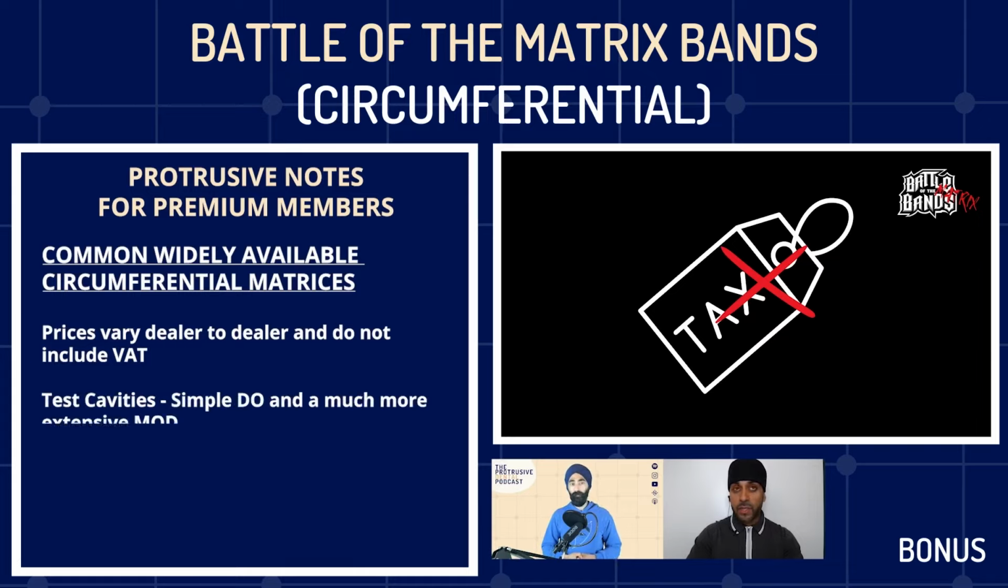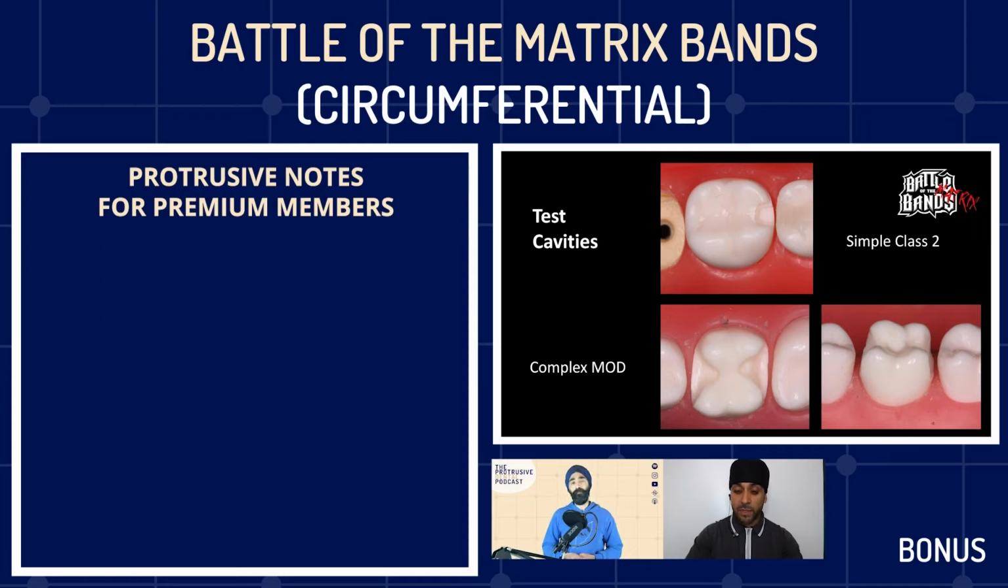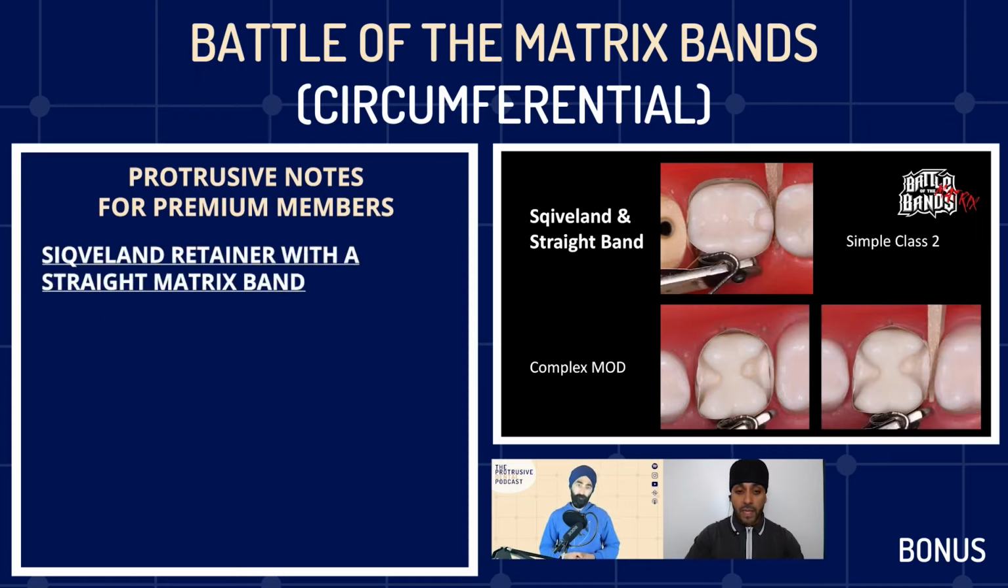So, just for the audio listeners as well, I've basically prepared two cavities, a very simple DO, and a much more extensive MOD where the caries start to undermine the cusps as well. So we could pit them against two situations. It's never always going to be just that textbook example, right? So I want to start with the Siqveland and the straight band. A quick primer on them.